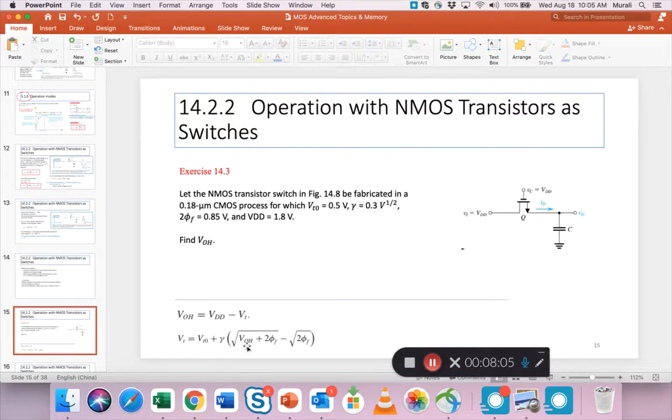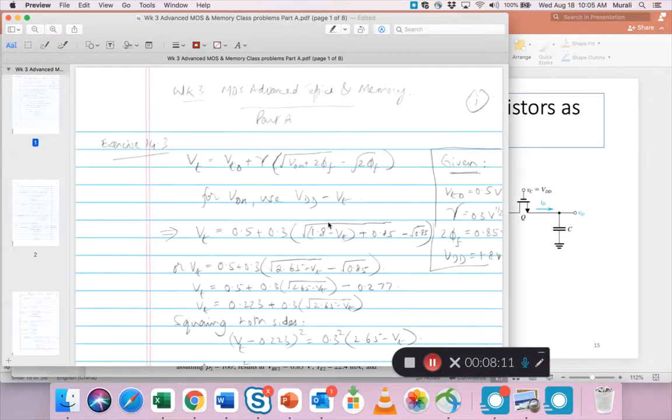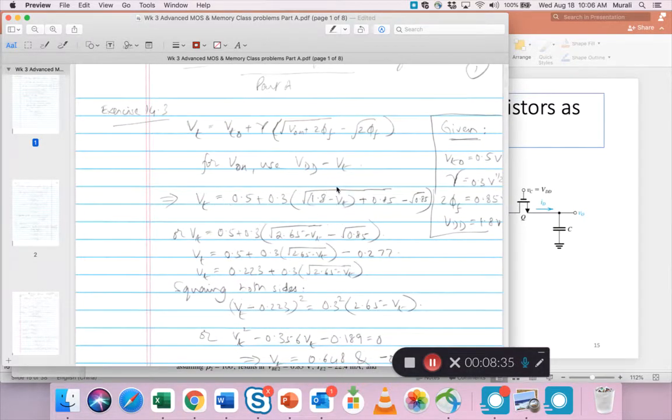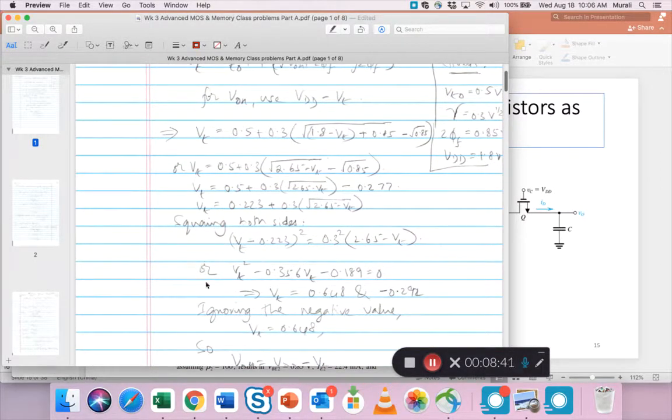And so let me show you how I solve this. So all this data is given on this side. Vt, this formula for VOH, use VDD minus Vt. So Vt can be written in this form, but this VOH is again VDD minus Vt. So you get an equation with Vt on both sides, and there's a root here, square root. So basically the headache here is that you get a quadratic equation in Vt square.